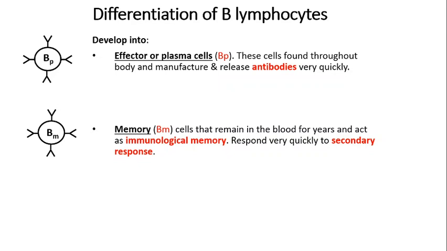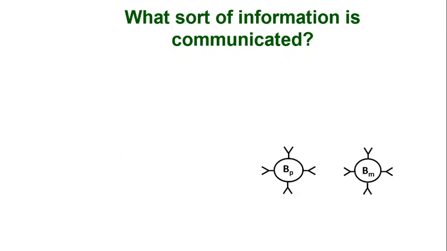In fact, it's so fast that those B memory cells can differentiate straight into B plasma cells and start to produce antibodies straight away. So much more antibodies produced much, much quicker than the primary response.